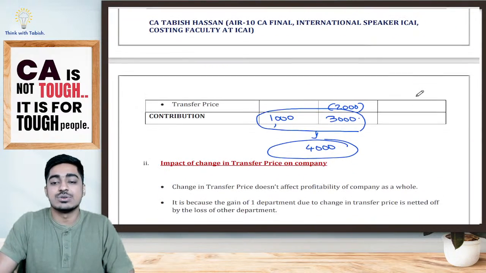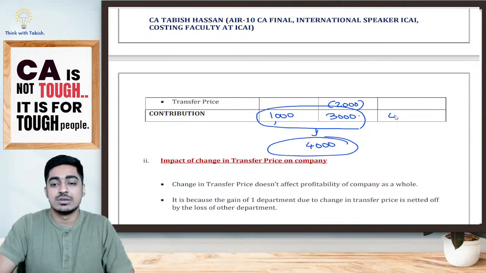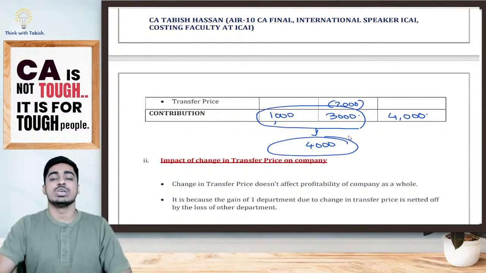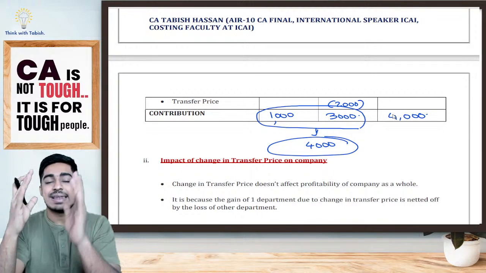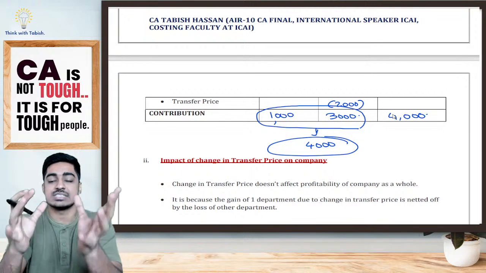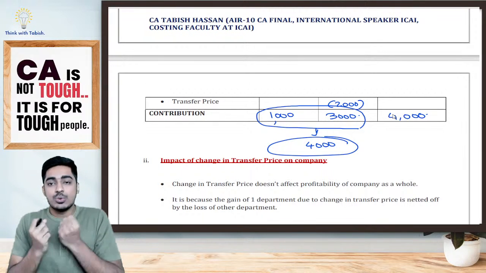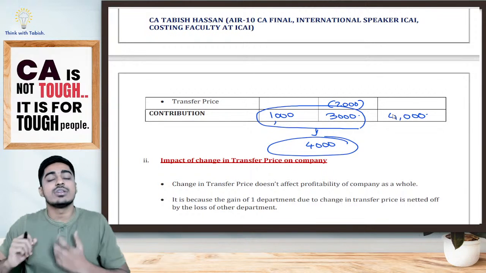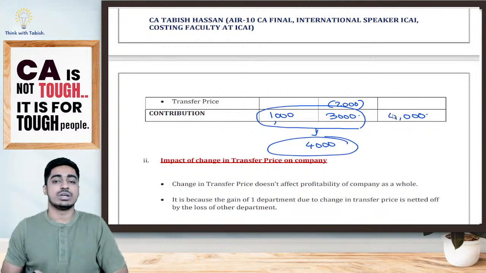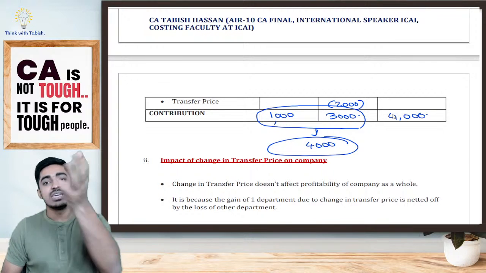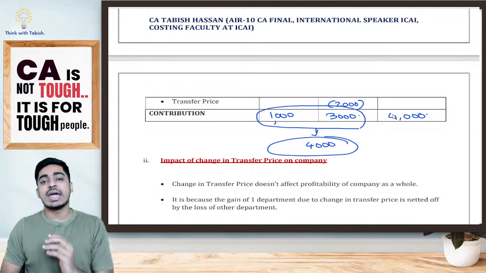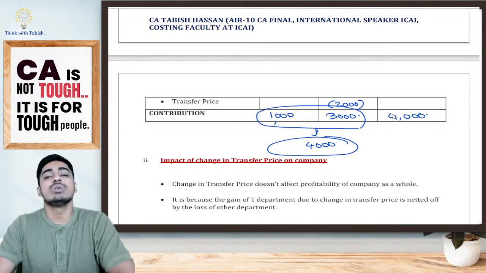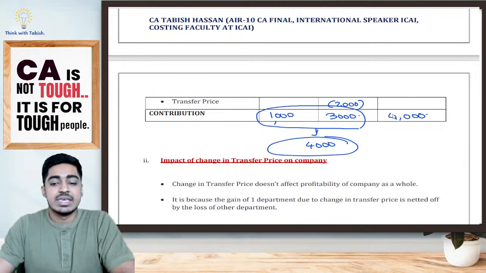So the company as a whole, how much contribution is it earning? 4,000. If you want to calculate the contribution of the company, you can see what is the sales of the company and what is the variable cost of the company, and you get the contribution. Or else you can take the contribution of division A and the contribution of division B, go on adding the contribution of all the divisions, and you get the contribution of the company. Is it clear, students? Should we continue? Yes, everyone.